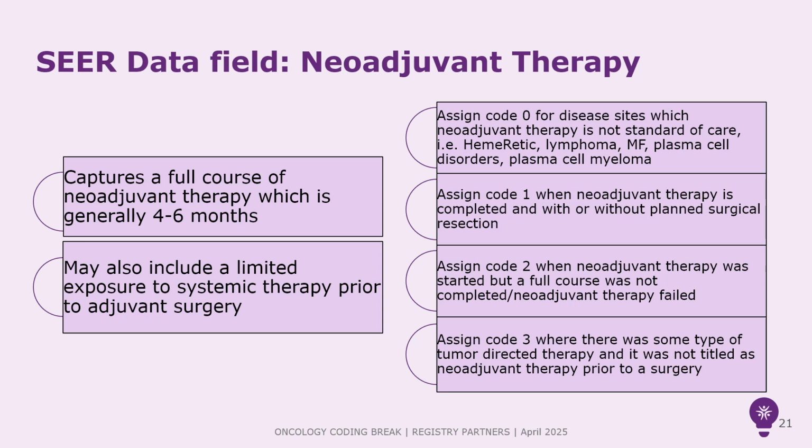Assign code 3 when there was some type of tumor-directed therapy and it was not titled as neoadjuvant therapy prior to a surgery, such as our Lupron prostatectomy prostate case. This is also required for cases 1/1/2001 and forward.